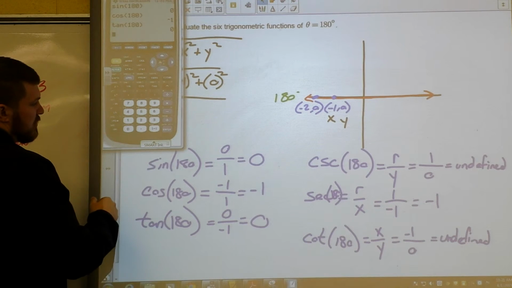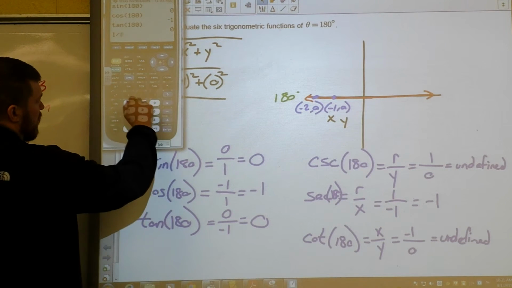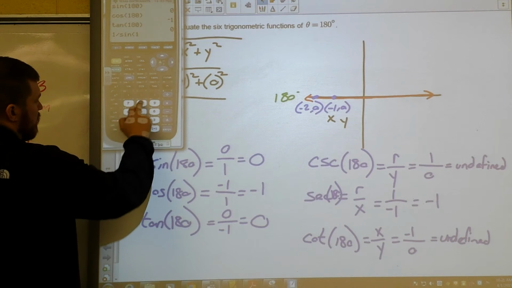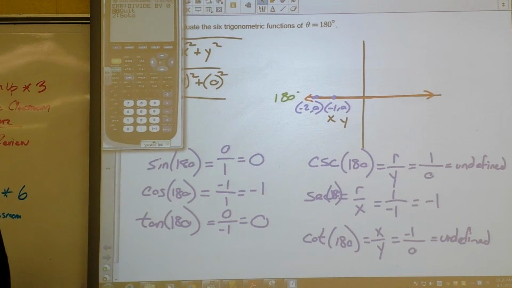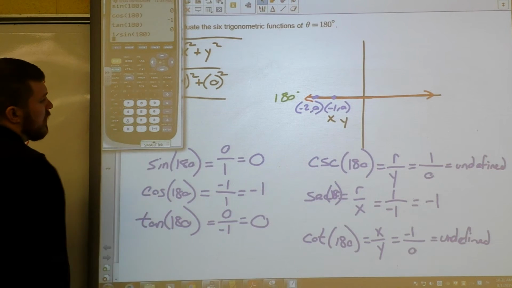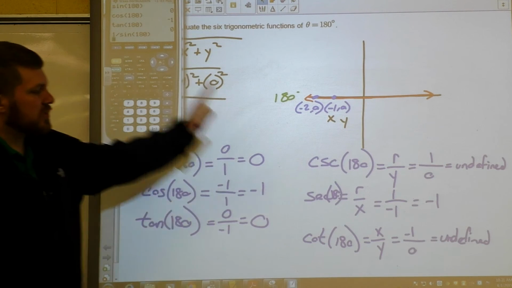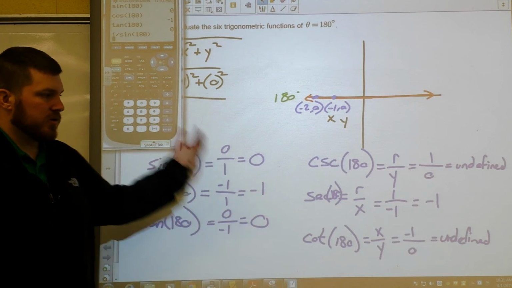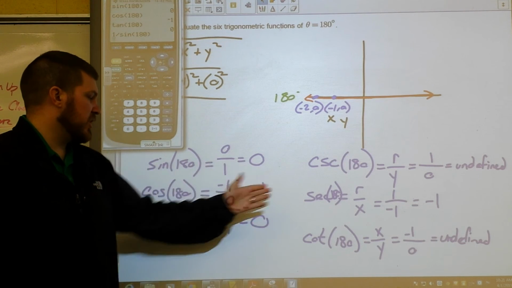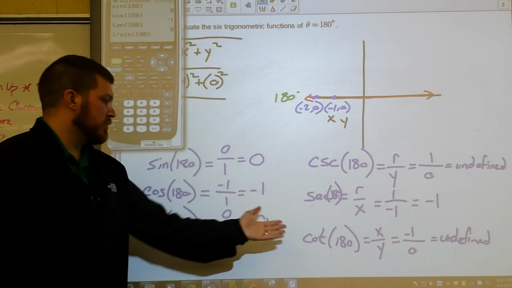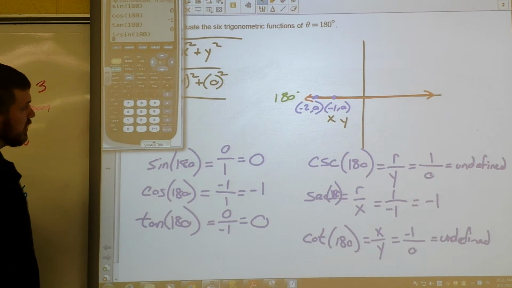Remember, cosecant is simply 1 over sine, so 1 divided by sine of 180 is undefined because we're dividing by 0. You can't do that. And again, there are no cosecant, secant, or cotangent buttons on your calculator, so you have to remember that. Cosecant is the reciprocal of sine, secant is the reciprocal of cosine, cotangent is the reciprocal of tangent. So you've got to remember that.